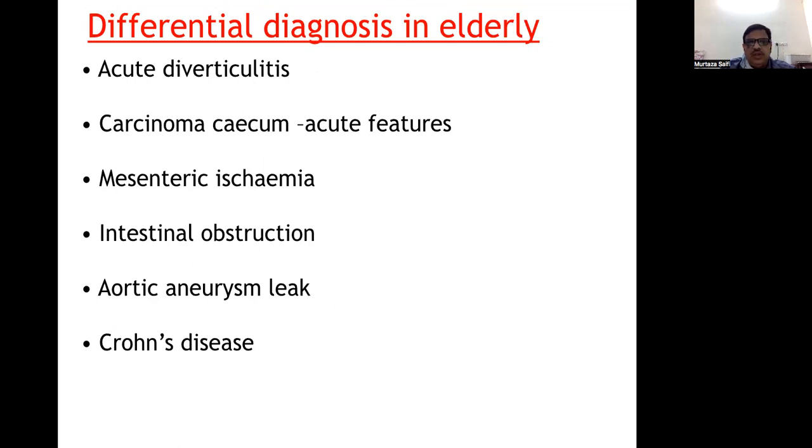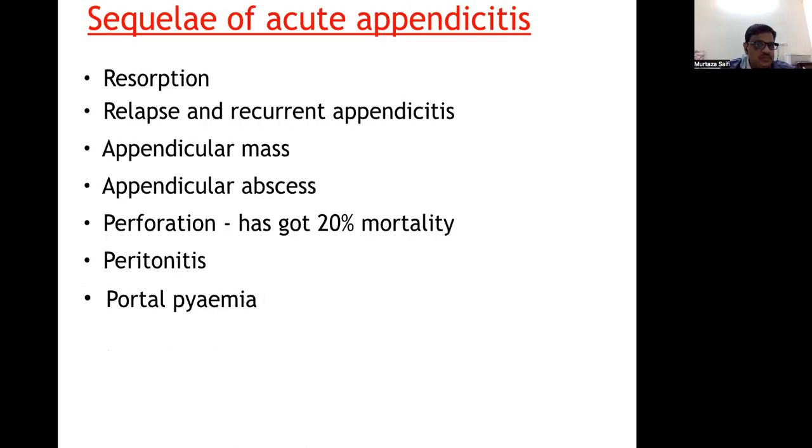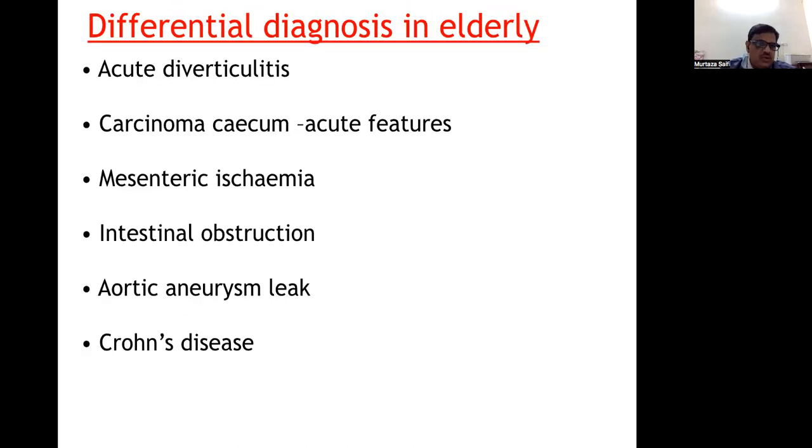Differential diagnoses in the elderly patient are acute diverticulitis, carcinoma of the cecum, acute features of mesenteric ischemia, intestinal obstruction, leaking aortic aneurysm, and Crohn's disease. These are the clinical differential diagnoses of acute appendicitis in children and elderly patients.